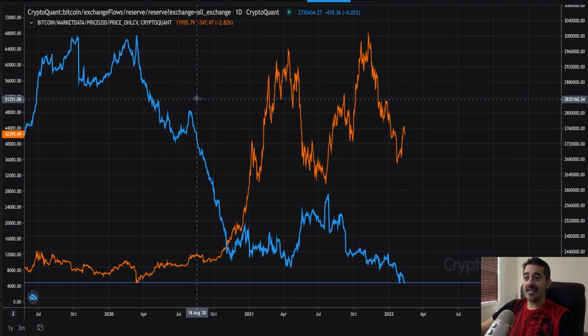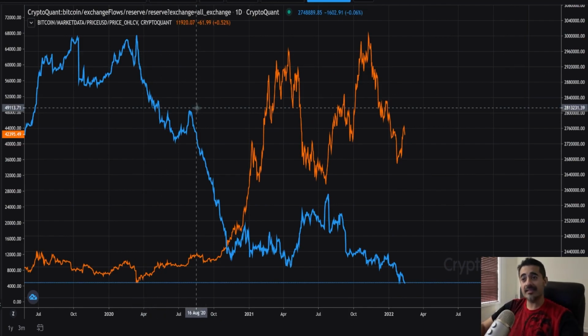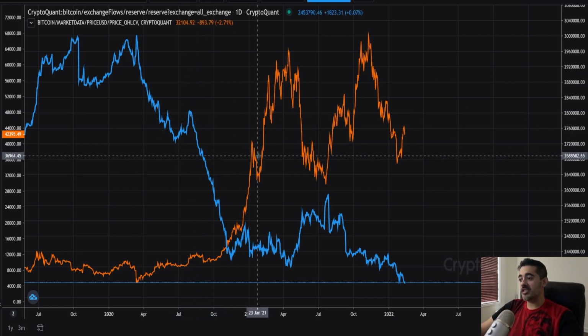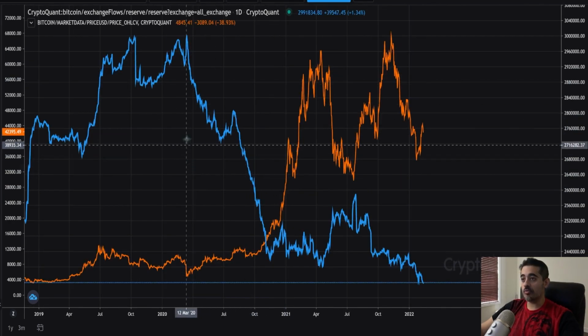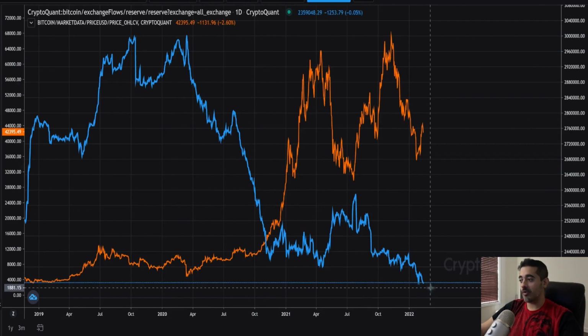Exchange reserves are basically the liquid supply of Bitcoin. That's the amount of Bitcoin on exchanges. The illiquid supply of Bitcoin is essentially the inverse of this. That's the amount of Bitcoin that is not on exchanges, but on cold wallets or other forms of cold storage, or just personal wallets. So what we are seeing now is that throughout this entire bull run from March 2020 to now, the exchange reserves have been dropping massively.